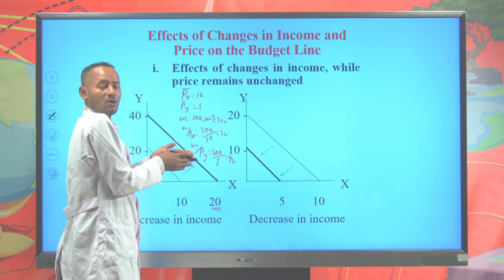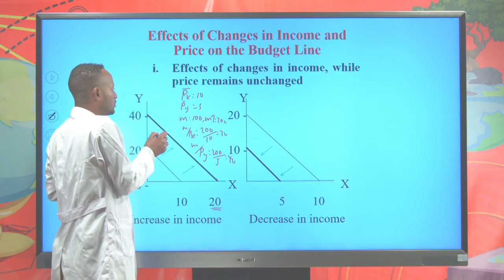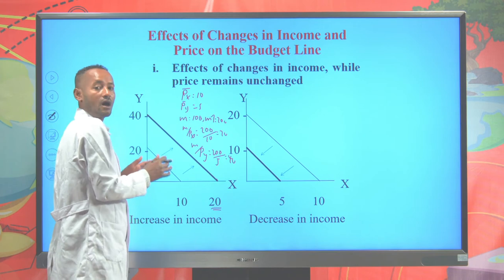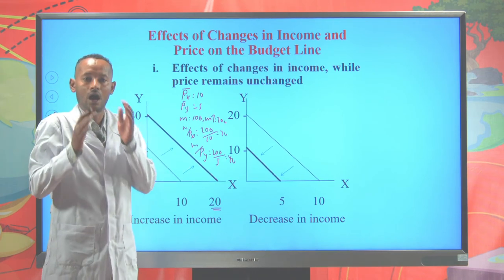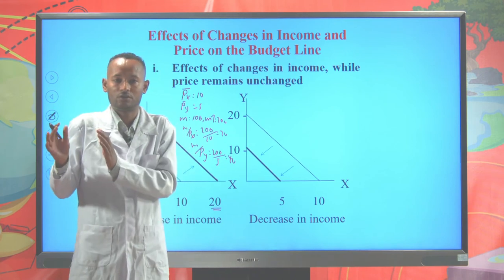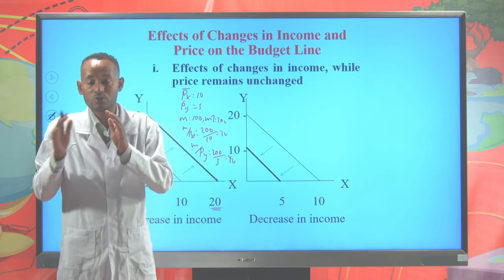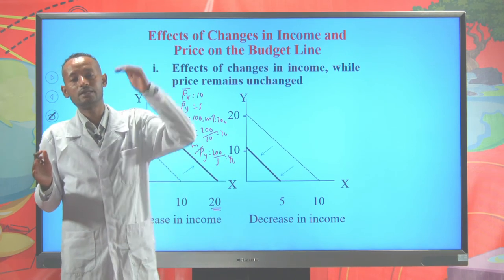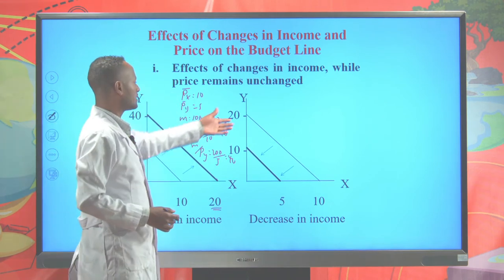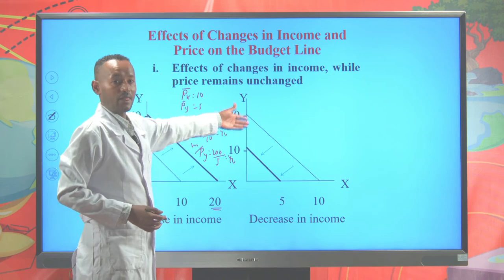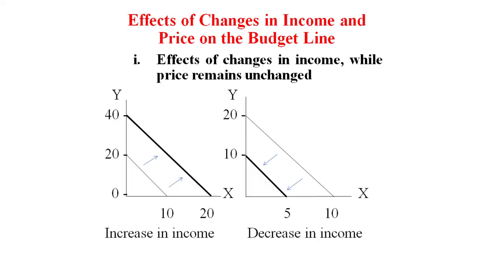So with an increase in income of the consumer, the budget line will shift outward, indicating that an increase in income of a consumer allows us to buy more of a commodity. While the prices of the two goods remain unchanged, an increase in income of the consumer shifts the budget line outward. And the opposite holds true. That means with a decline in income of the consumer, the budget line will shift inward.